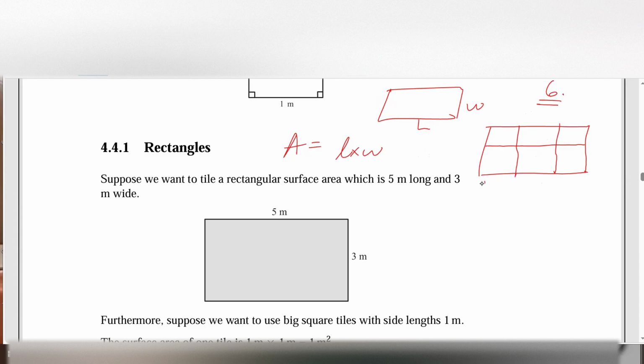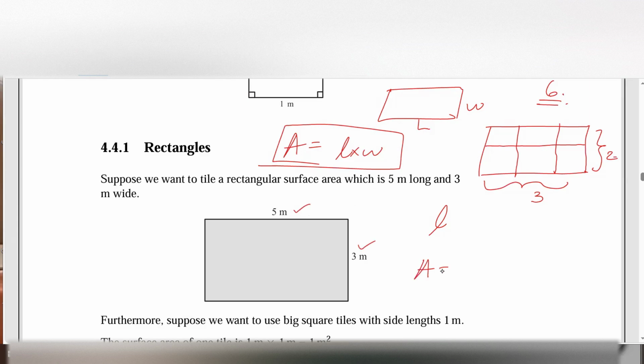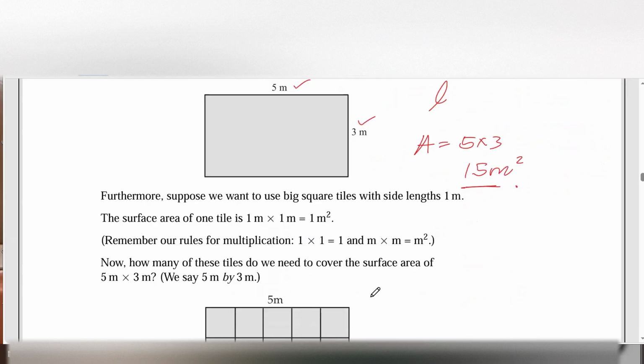How did they get the 6? We have 3 blocks here. And then we have 2 blocks here. So we just multiply 2 by 3 to give us a 6. So which means that area of the rectangle must be length multiplied by the breadth. So in this case, 5m, 3m, the area must be 5 times 3, which becomes 15 meters, but squared. It needs to be squared since it is the area.